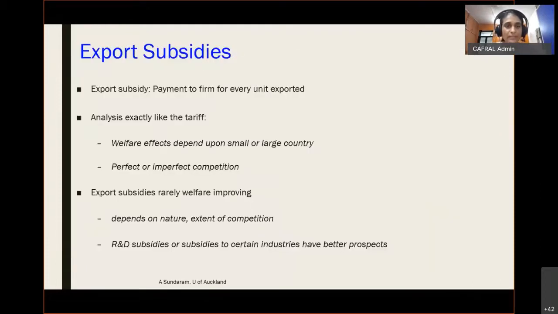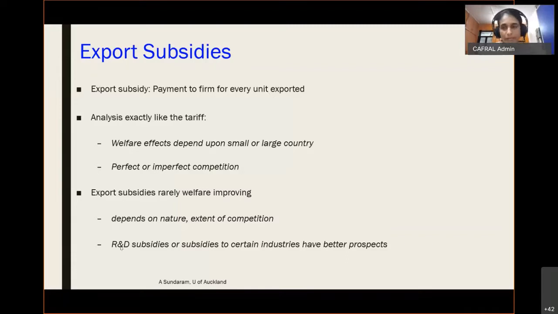So let me quickly then go to export subsidies. This is going to be very repetitive because what is an export subsidy? It's basically you're subsidizing every unit that you're exporting. So the government gives you a payment for every unit that you export. Now, the analysis is exactly like the tariff because it, again, will depend on whether you're a small or large country, whether you're in perfect competition or imperfect competition. Bottom line is export subsidies are really bad. They are very rarely welfare improving.